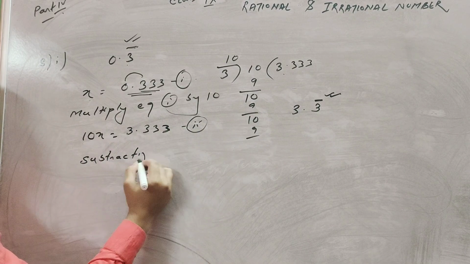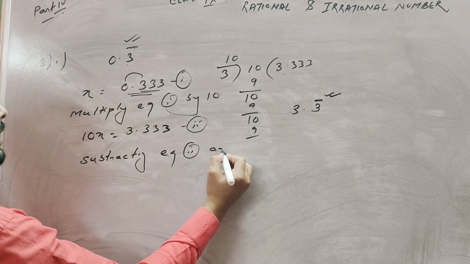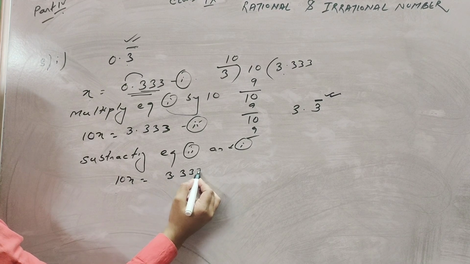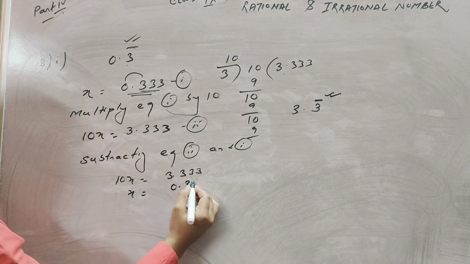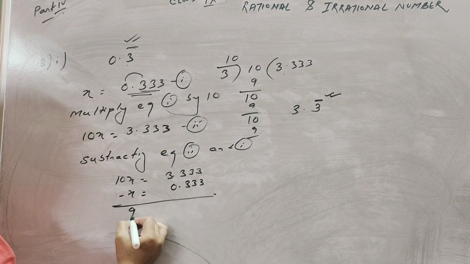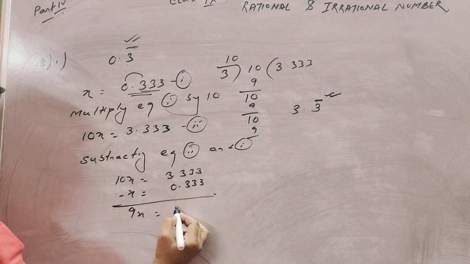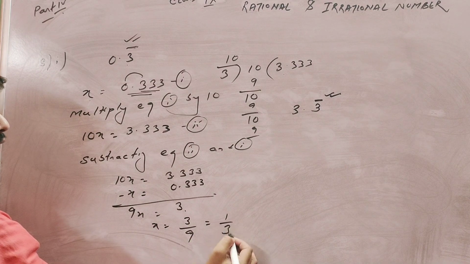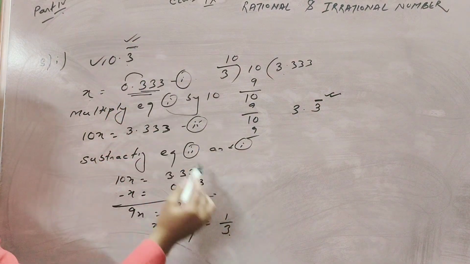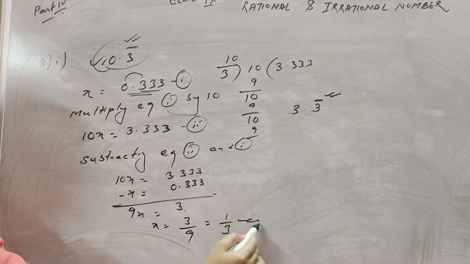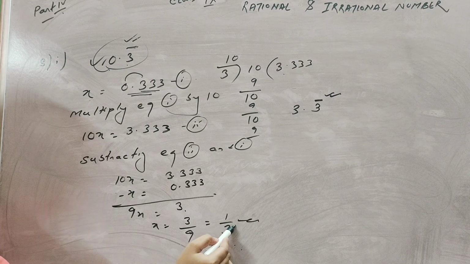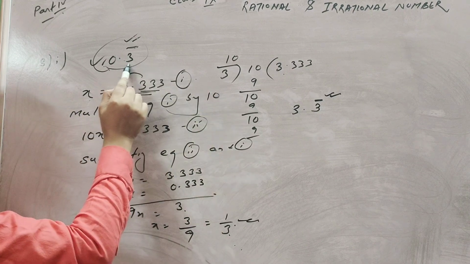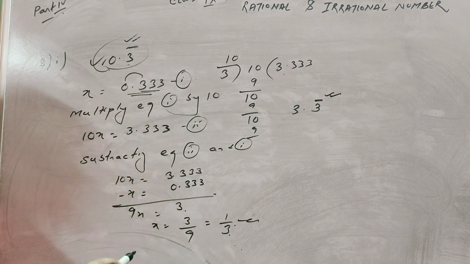Subtracting equation 1 from equation 2. So 10x equals 3.33, x equals 0.333, that is 9x equals 3, the repeating parts cancel, there is 3 only. So x equals 3 by 9, that is, the answer is 1/3. So this number comes from this fraction, that is 1/3. Whenever you divide 1/3, you get 0.3333. Okay, so do not write the repeating 3 more times, just give the sign here.